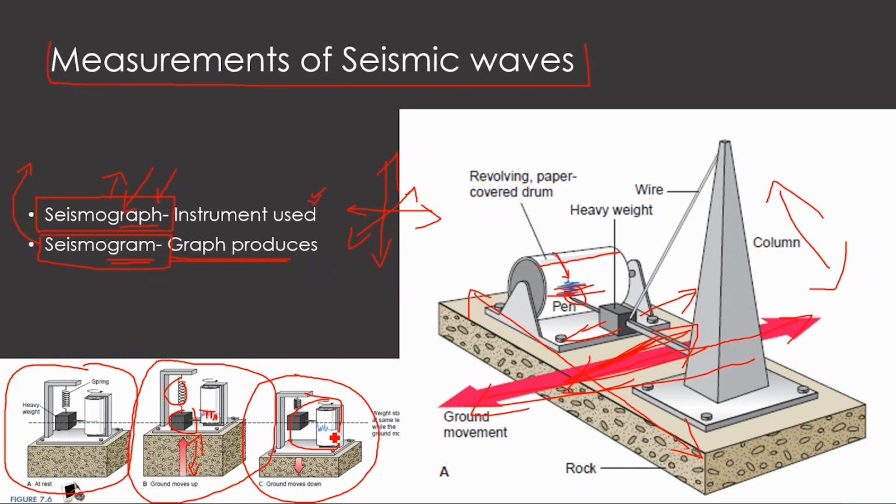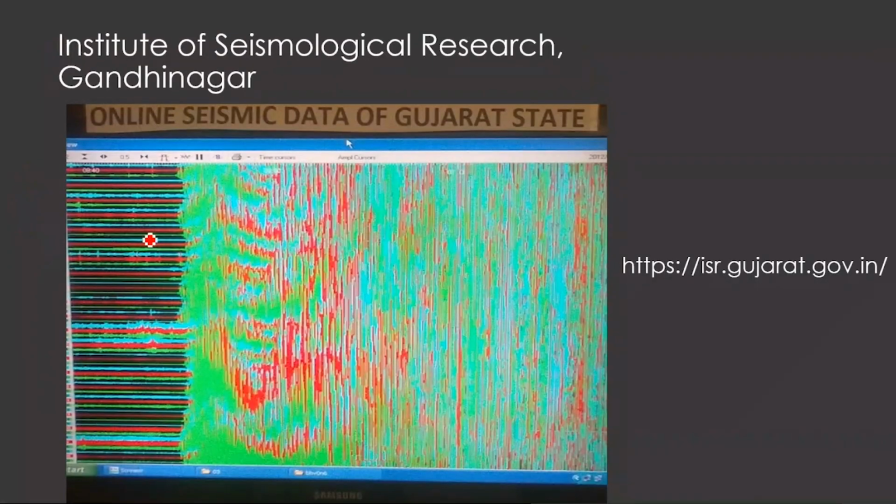And this instrument that I'm showing is a very simple instrument. It was used in the older days, but today we are not using any such analog instruments. Mostly, our locations where we are measuring earthquakes are done by electronic equipment, which measures the direction. Here on the screen, what you see is a seismogram.